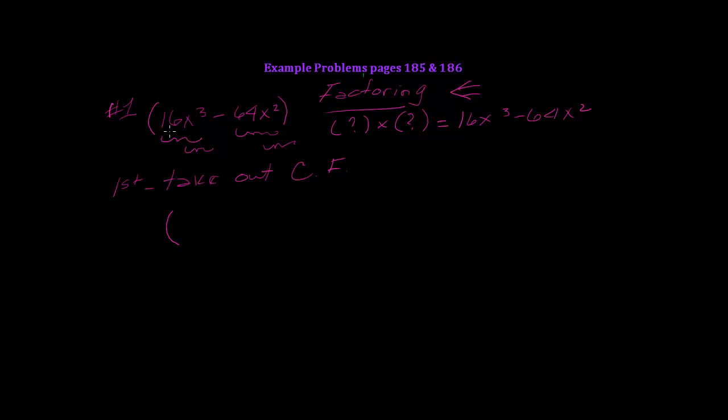In fact, 16 goes into 64 4 times. So I can factor out a 16 here. It's a common factor to both. And I can factor out an x squared. If I do that, I am left with x here minus 4. And that is number 1 factored.